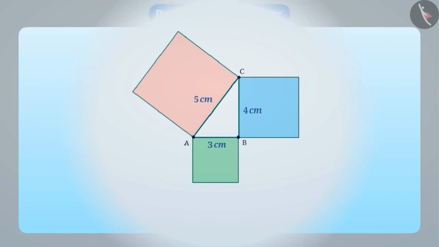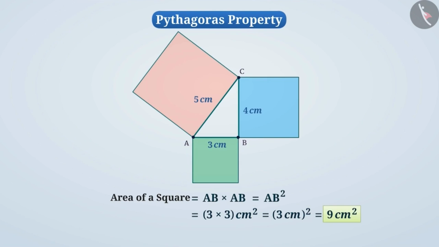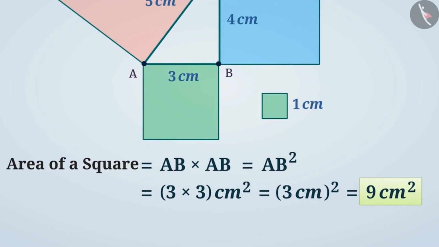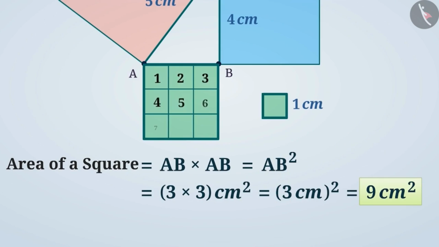That is, the area of a square with side 3 cm can be written as AB multiplied by AB is equal to AB square, which will be 3 cm square, that is 3 multiplied by 3 cm square, that is 9 cm square. Along with this, note that a square with area 9 cm square has a total of 9 squares with side 1 cm in it. Generally, how many squares of side 1 cm can be drawn in a figure is known as the area of that figure.